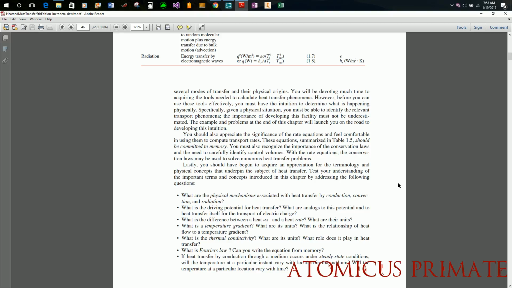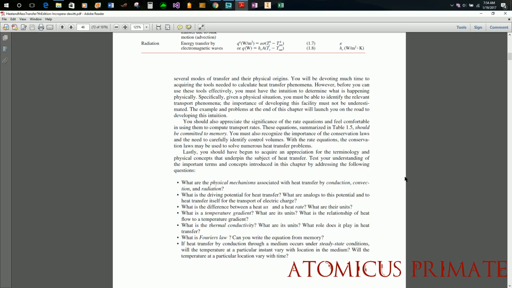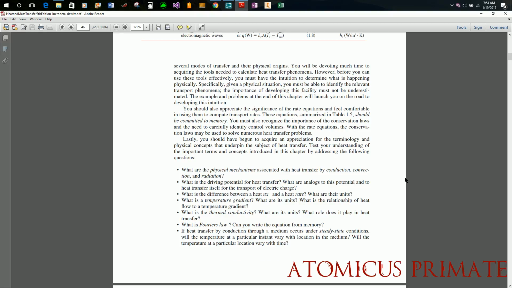What are the physical mechanisms associated with heat transfer by conduction, convection, and radiation? What is the driving potential for heat transfer? What are analogies to this potential and to heat transfer itself for the transport of electric charge? What is the difference between heat flux and heat rate? What are their units? What is a temperature gradient? What are its units? What is the relationship of heat flow to a temperature gradient? What is the thermal conductivity? What are its units? What role does it play in heat transfer?